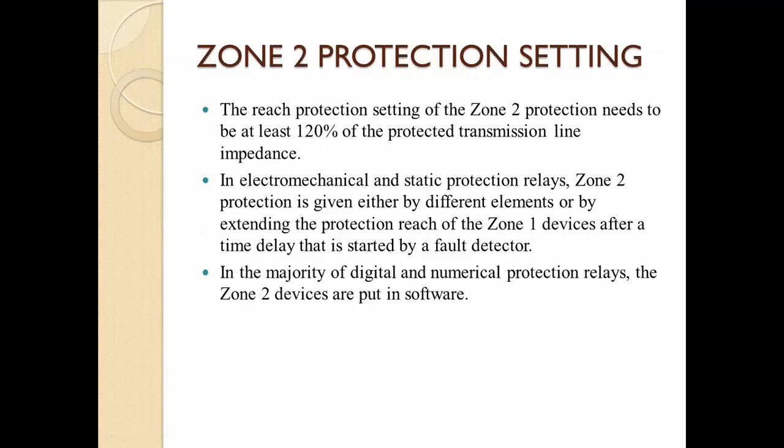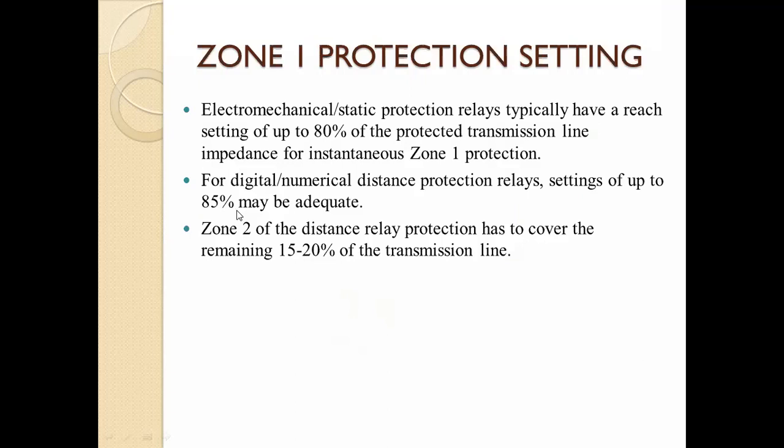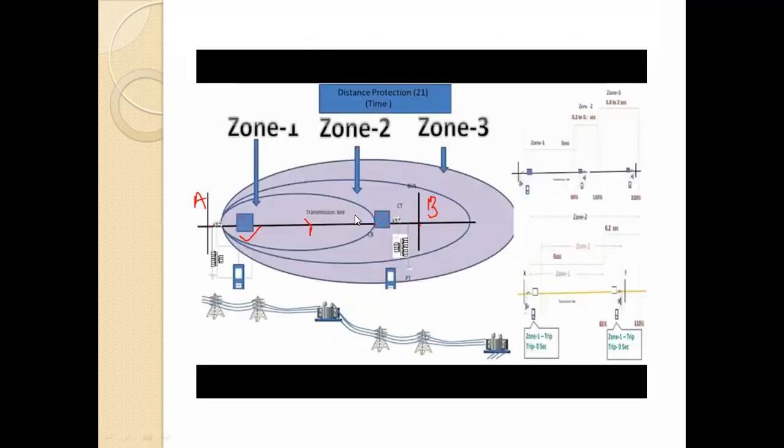So we'll see that in the zone 2 protection. Means we are considering zone 1. In this zone 1, only 80% of the line section is considered. Whatever fault will occur within that zone only, it will be detected by this relay, which is present in this zone 1.